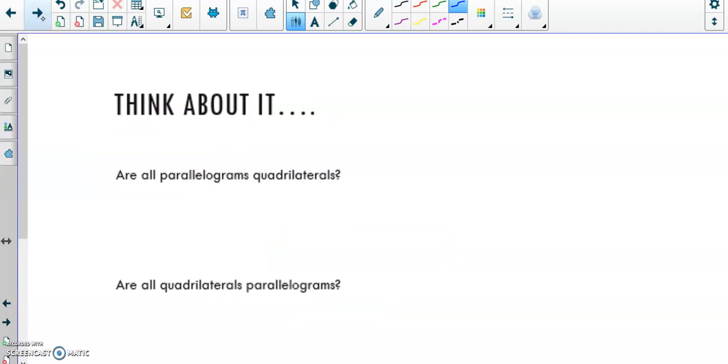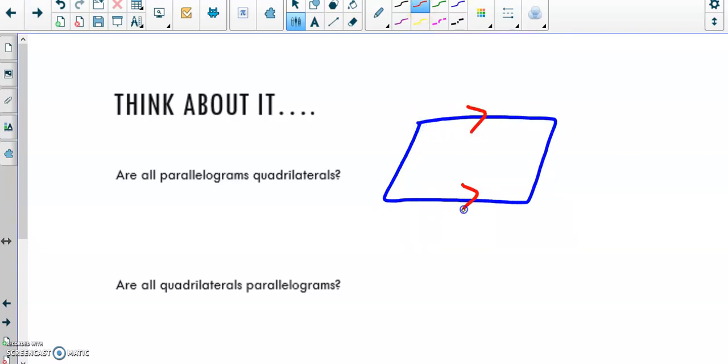Are all parallelograms quadrilaterals? Are all quadrilaterals parallelograms? Well, any parallelogram that I can draw where the opposite sides are parallel has to have four sides. So yes, all parallelograms are quadrilaterals.